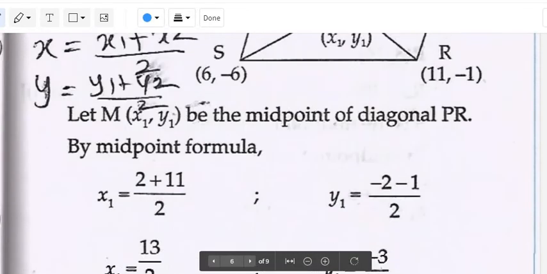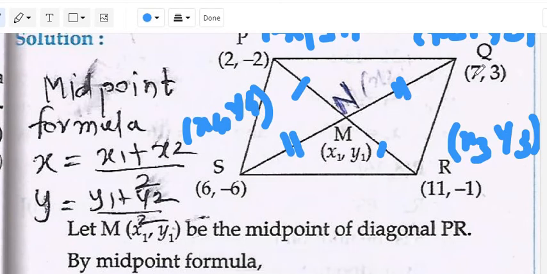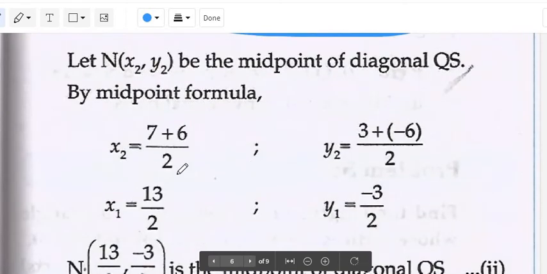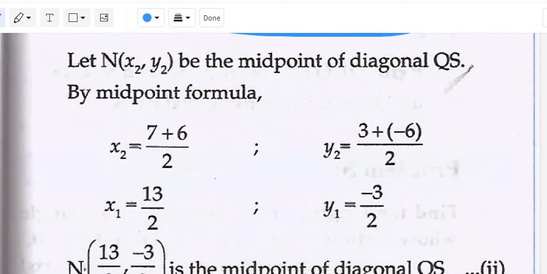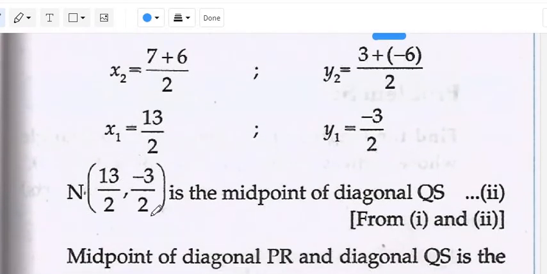See how it comes here. x2 is equal to (6 plus 7) upon 2 and y2 is equal to (minus 6 plus 3) upon 2. 6 plus 7 upon 2 and 3 plus minus 6 upon 2. 7 plus 6 is 13 by 2 and 3 minus 6 is minus 3 upon 2. That means the coordinates of this N, 13 by 2 and minus 3 by 2, is the midpoint of diagonal QS.